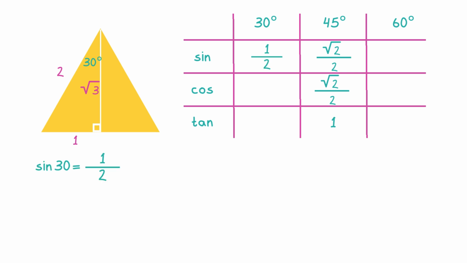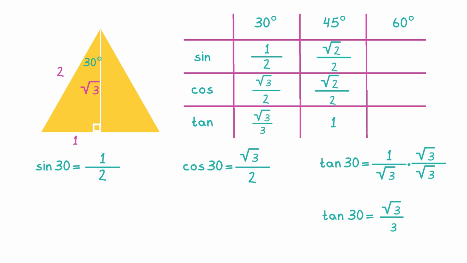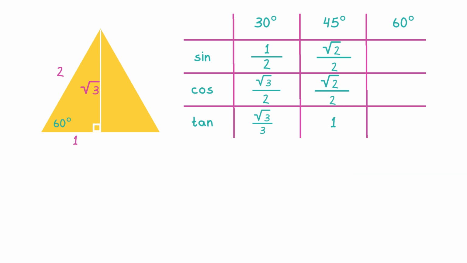The sine of 30 would be 1 over 2, or simply 1/2. Next, the cosine of 30 would be square root of 3 divided by 2. And lastly, the tangent of 30 would be 1 over square root of 3, which is equivalent to square root of 3 over 3. Now, try to complete the table by computing for the trigonometric ratios of sine, cosine, and tangent of 60 degrees. Pause the video for a while and complete the table.